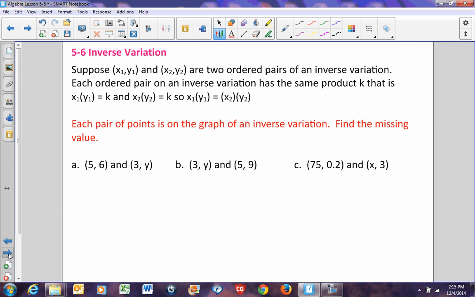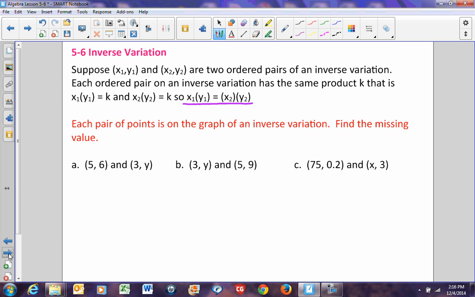Now, suppose (x1, y1) and (x2, y2) are two ordered pairs of an inverse variation, versus a direct variation. Each ordered pair on an inverse variation has the same product k, so x1 times y1 equals k and x2 times y2 equals k. So x1 times y1 has to equal x2 times y2. If you're told that each pair of the following points is on the graph of an inverse variation, you have to find the missing value. You're simply going to plug into this equation right here, x1 y1 equals x2 y2.